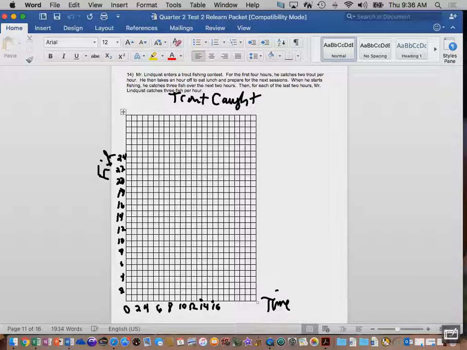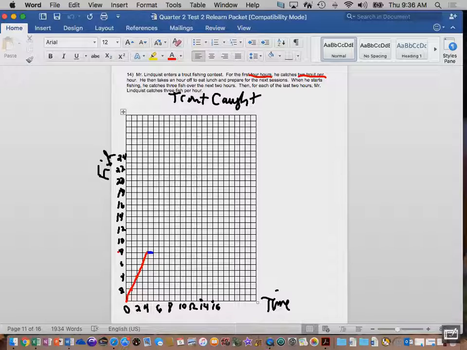For the first 4 hours, it catches 2 trout per hour. So for 4 hours, 2 trout per hour. First one, 2 trout. Second one, 2 trout. Third one, 2 trout. Fourth one, 2 trout. 2 trout per hour over the first 4 hours brings me up to 8 trout caught. That's perfect. He then takes an hour off to eat lunch and prepare for the next session. So I take 1 hour off.